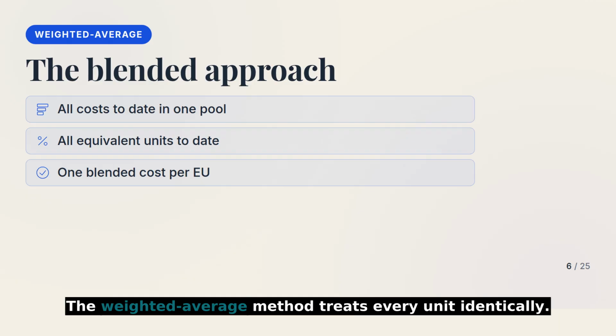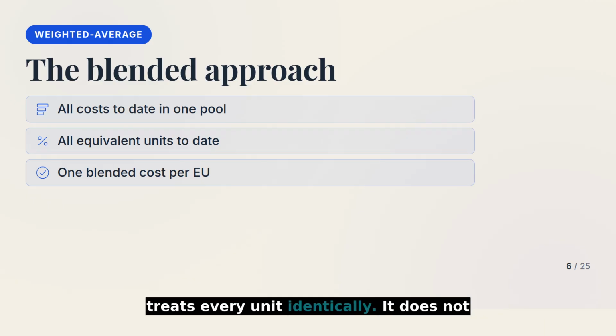The weighted average method treats every unit identically. It does not care if a unit's cost was incurred last month or this month. It pools all costs, pools all equivalent units of work done to date, and computes one blended cost per equivalent unit. Simple to apply, smooths out cost swings.